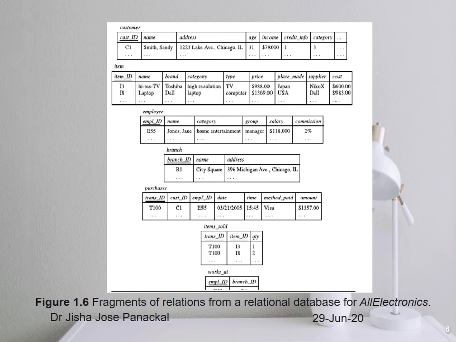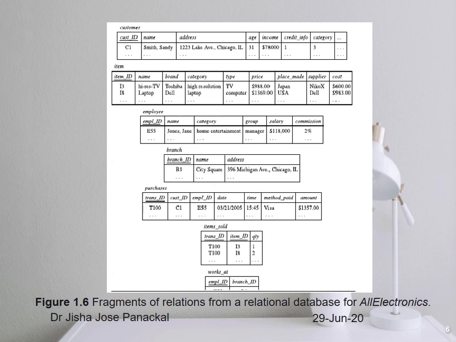Now, this is a relational database representation. We have different entities like customer, item, employee and branch, and we represent these as relations or tables. We have customer, and to describe the customer we have different attributes such as customer ID, name, address, age, income, credit information, category, etc. Here the customer ID is the primary key of the relation customer, which is used to uniquely identify each and every row of the table or the relation.